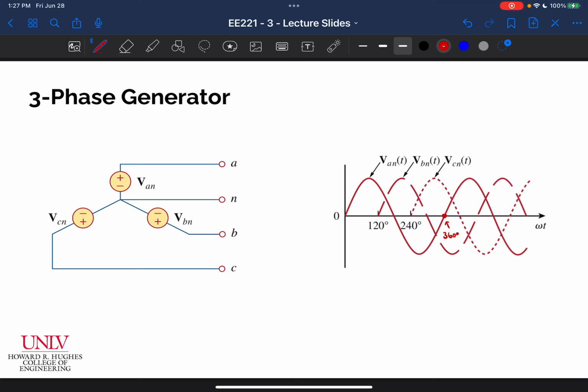All right, so this is another slide that I didn't originally have in here, so you'll notice there's no slide number, but I just created this slide because I thought it would be useful. So notice what the three-phase generator actually is. It is literally just 3 voltage sources referenced to this common neutral point, N, right? This is the common neutral point.